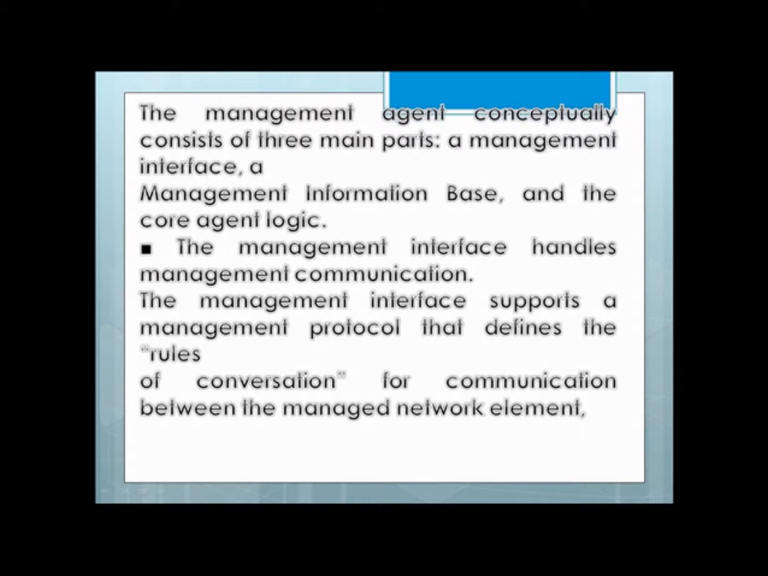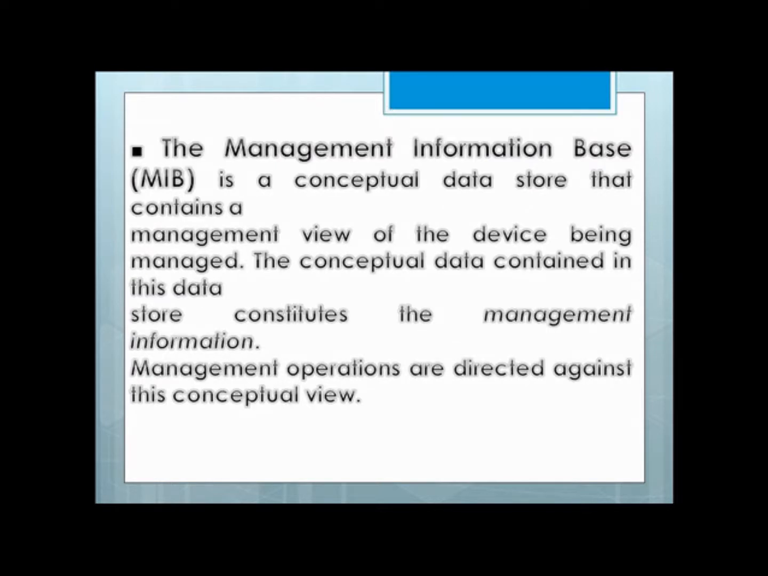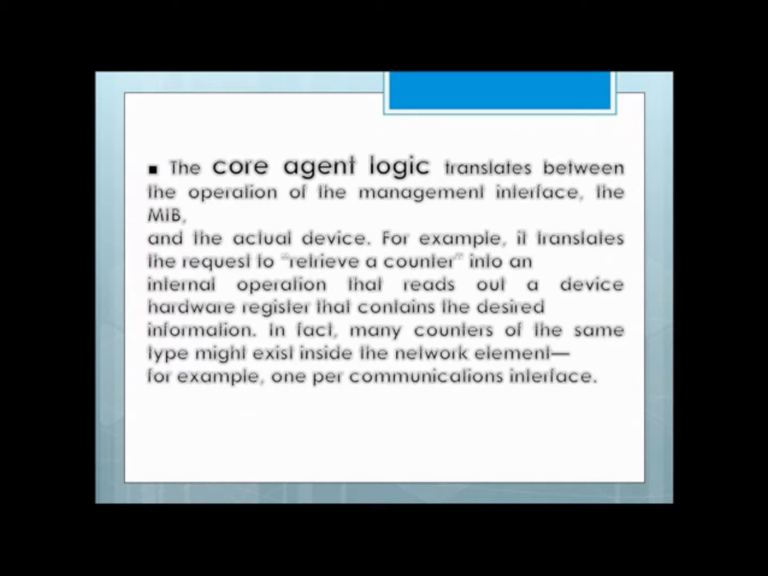The management agent conceptually consists of three main parts: a management interface, a management information base, and the core agent logic. The management interface handles management communication. The management interface supports a management protocol that defines the rules of conversation for communication with the managed network element. The management information base, or MIB, is a conceptual data store that contains a management view of the device being managed. The conceptual data contained in this data store constitute the management information. Management operations are directed against this conceptual view. The core agent logic translates between the operation of the management interface, the MIB, and the actual device.